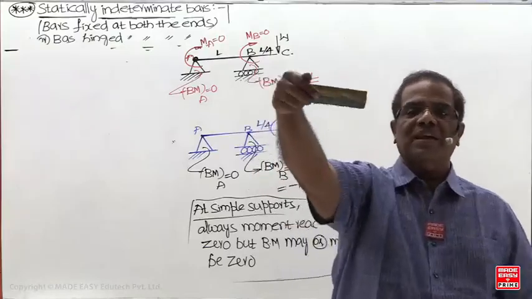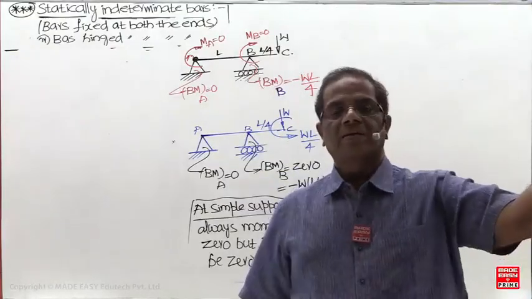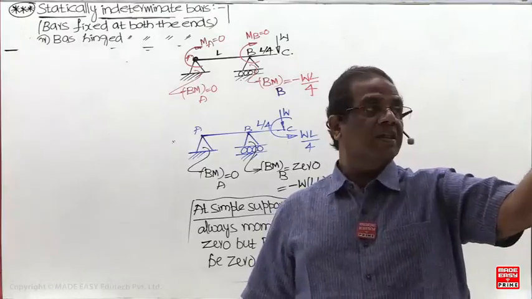Here nobody is going to make a mistake. They are going to say fixed support. But previously, everybody was going to say, sir, hinge support, fixed support, roller support. This is a roller support.